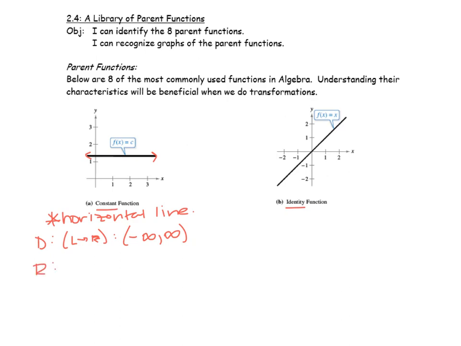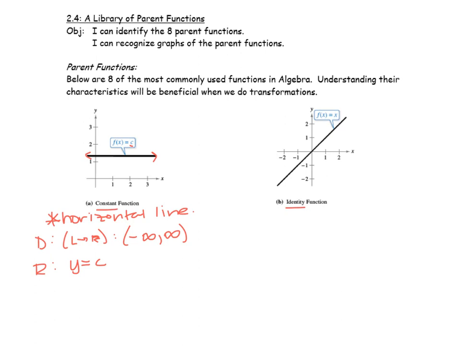If it's a horizontal line, that means it's only going to go where outputs equal that letter, what C equals. And in this case, it looks like it might be about 1.25 maybe. But in general, you would just say your y value is equal to C. There's no other value that it can equal in that function.